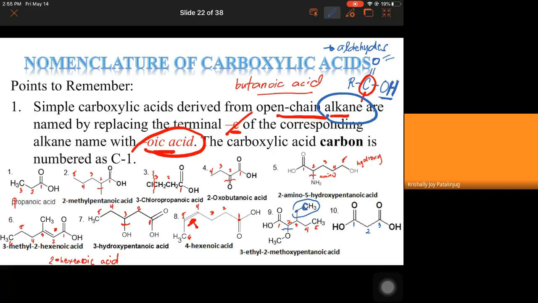Propane. And you will be using the prefix "di." It starts with the letter D, a consonant. So there is no need to replace the ending E. As is, propanedioic acid. So these are the same rules as for the other functional groups. Okay? Next.